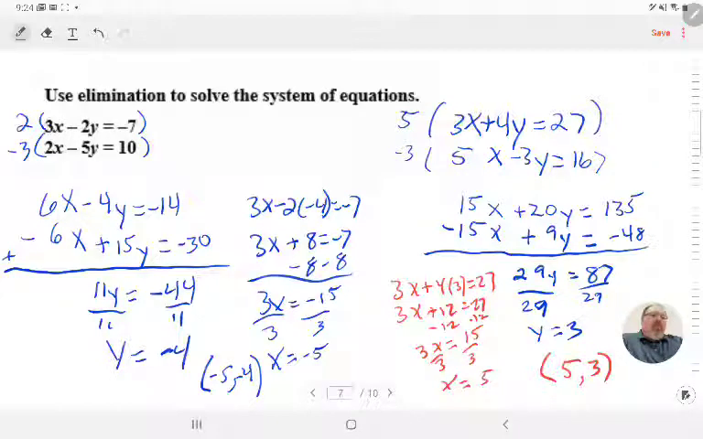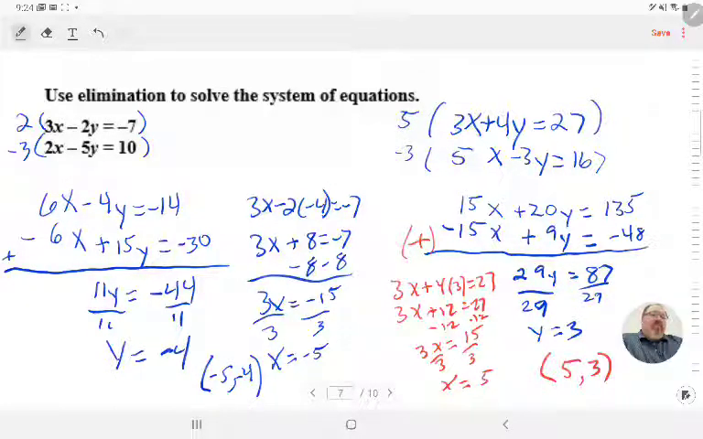So I would multiply the first equation by 5 and multiply the second equation by negative 3. And I would have 15x plus 20y equals 135. And I would have negative 15x plus 9y equals negative 48. I would then add both of those together. And I would end up with 29y equals 87. Divide both sides by 29, y equals 3.